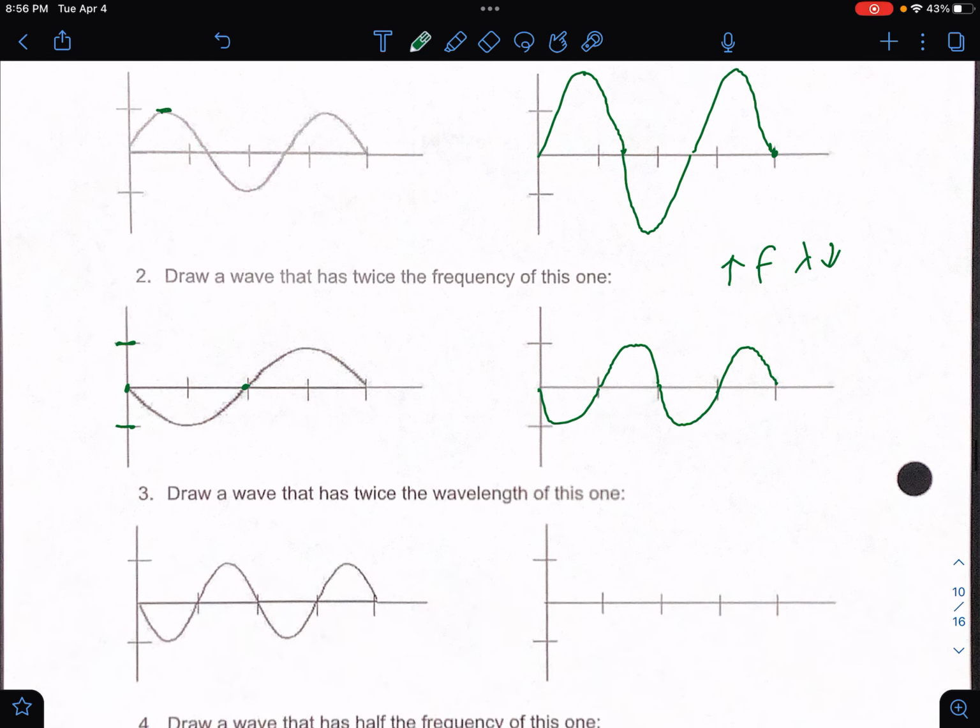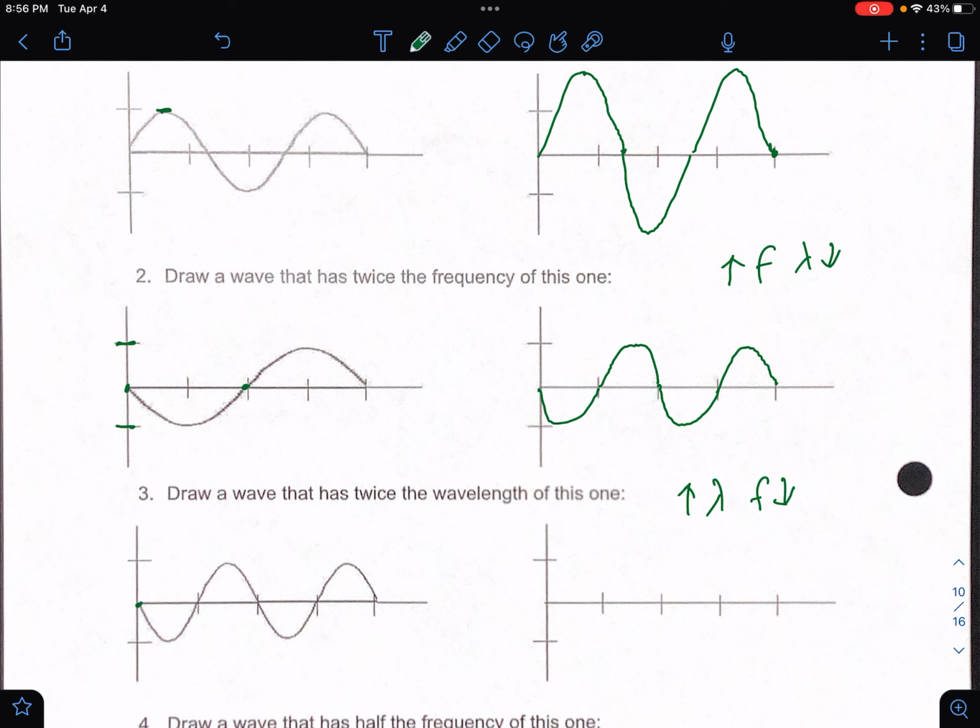Number three, draw a wave that has twice the wavelength. So now I want the opposite. I want wavelength to be longer. So if wavelength is going to go up, my frequency has to go down. So the number of waves has to decrease the opposite way. I want half the waves.